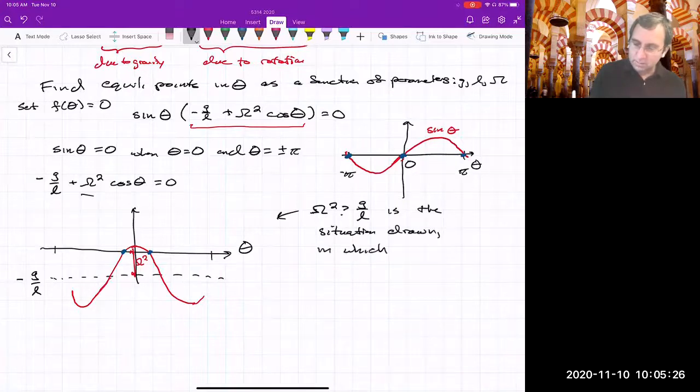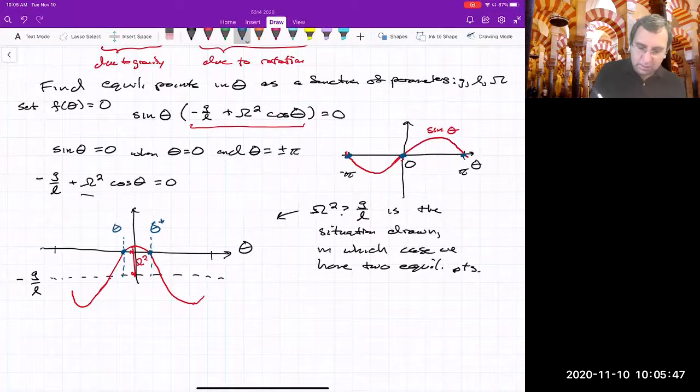In which case we have 2 equilibrium points. And they're at, we'll call these, let me do a dashed line, theta star and negative theta star. So theta star is equal to inverse cosine, or let's say arc cosine of, I'll write this as omega critical squared over omega squared.